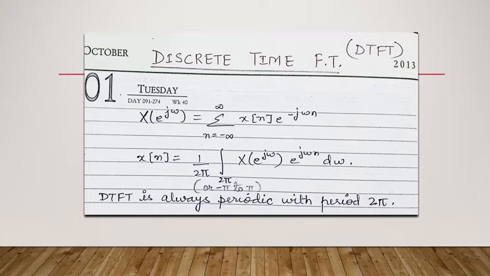Now see, you have two domains for a signal. One is the time domain and one is the frequency domain. In discrete time signals, the time is denoted by small n. So here x of n is representing the discrete time signal, that is the time domain signal.